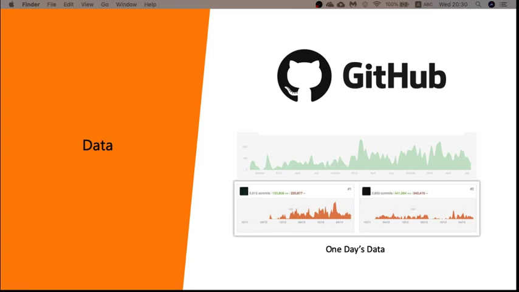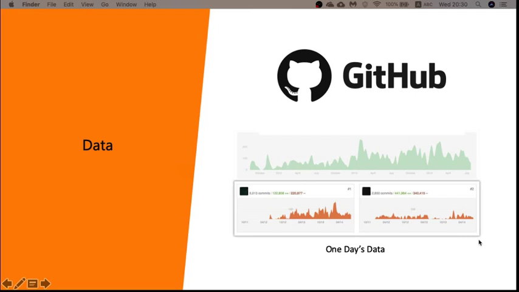GitHub is a platform which is used for software engineering projects. Every day, millions of people are uploading code on the GitHub platform, and as we can see here, that's a one-day representation of what a GitHub repository's requests are and how often people upload code to repositories.